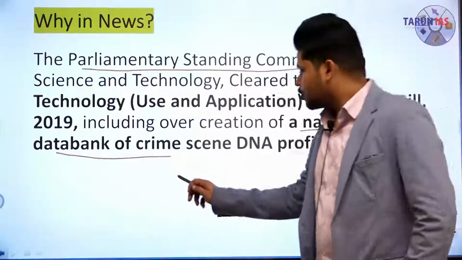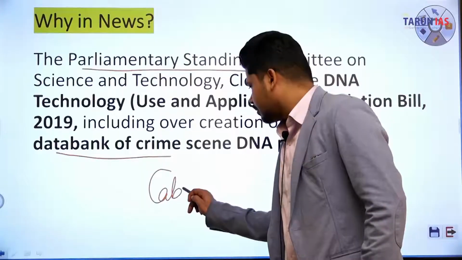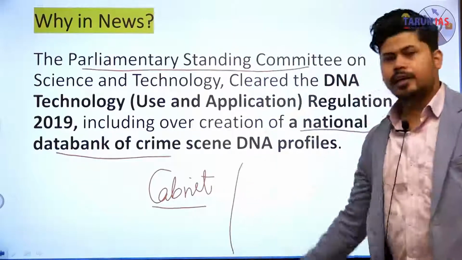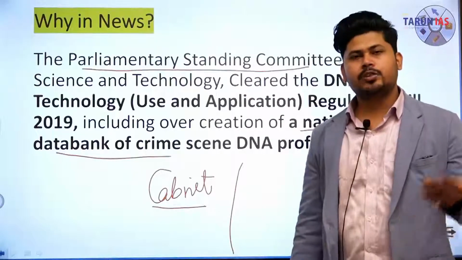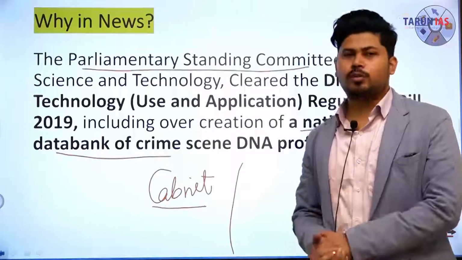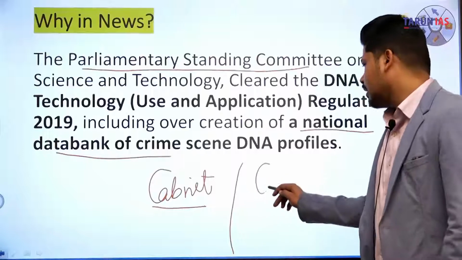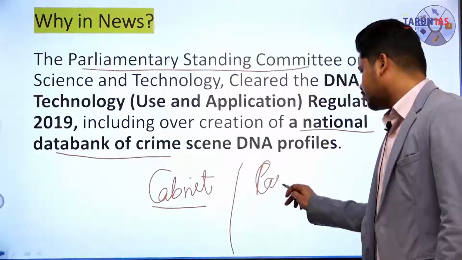There are two types of committees. The first one is the Cabinet Committee. I am not going to explain both in detail, but I will give you a perspective of it, and when you read it from your book, you'll be able to easily understand it. What is a cabinet committee and what is a parliamentary committee?